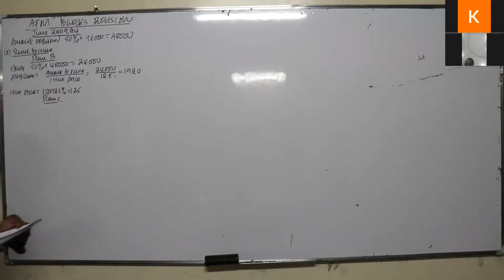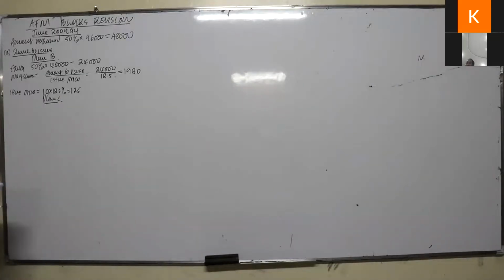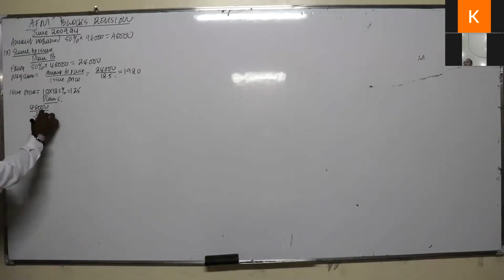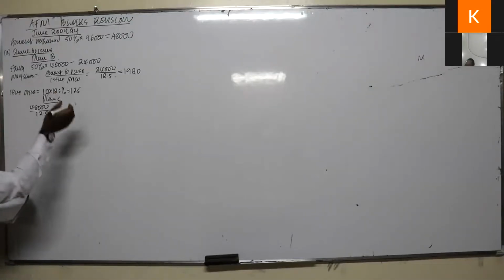Plan C, issue of ordinary share at 25% premium. So that means the full amount of 48 will come from the issue of share, and still you're issuing at a premium of 25%. So the issue price will be 12.5. So how many shares will we issue? It's double of this. That's 38.40, right?